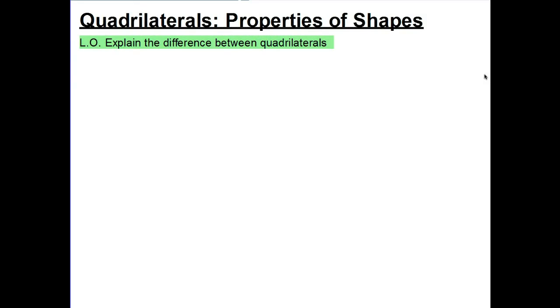Following on from last lesson, we're going to look at the property of shapes and quadrilaterals. And your challenge today is to explain the difference between quadrilaterals. So my first question for you is, what is a square?